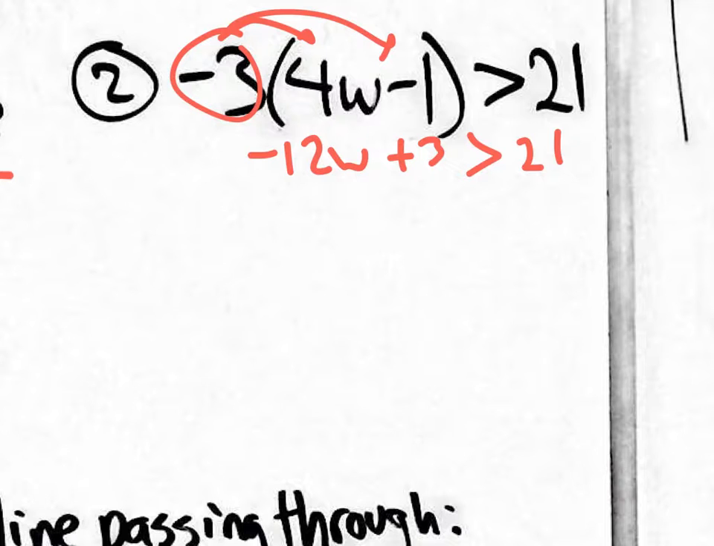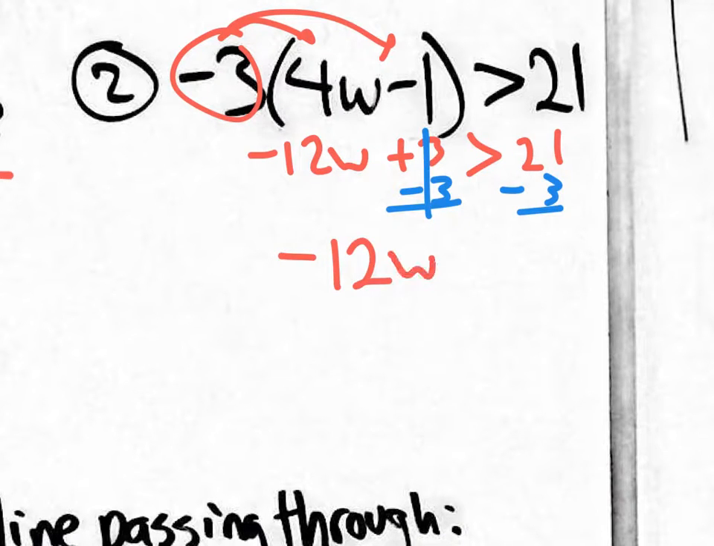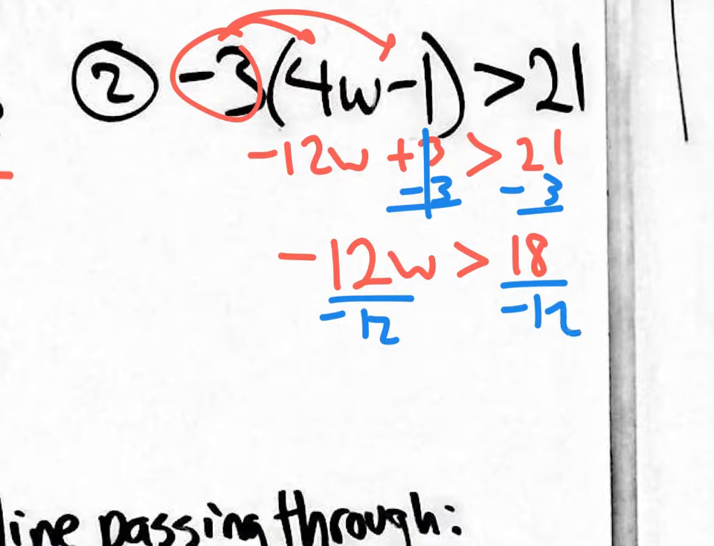So then I solve by getting the w by itself. I'm going to get rid of the plus 3 by subtracting 3 and subtracting 3. I will have negative 12w is greater than, what is that, 18? And my last step will be to divide by a negative 12. Whenever you're dividing by a negative on your inequality, that's where you have to flip the inequality symbol. So yes, the negative 12 and the negative 12 cancel out. You have w. You have to flip the inequality symbol.